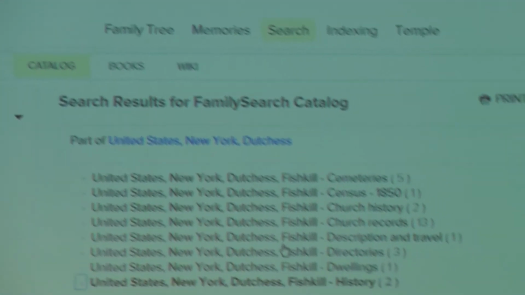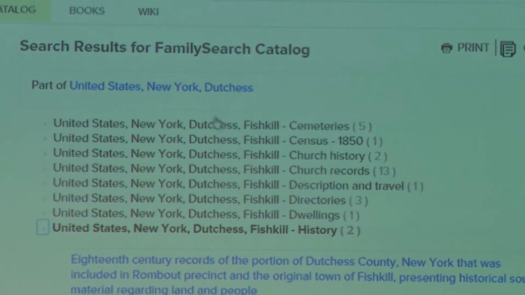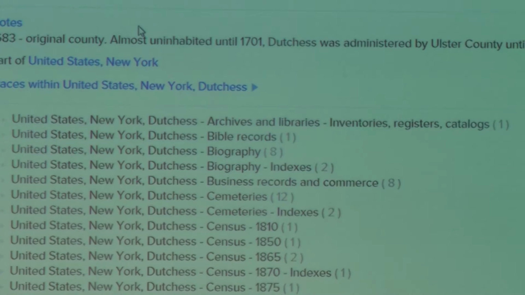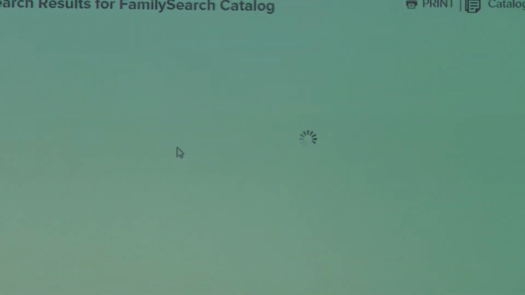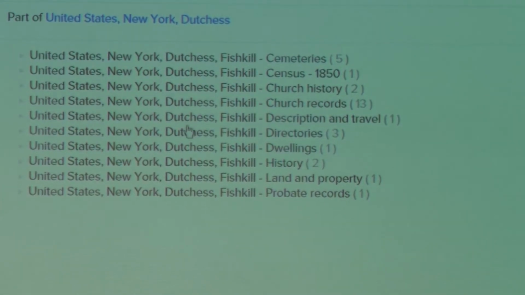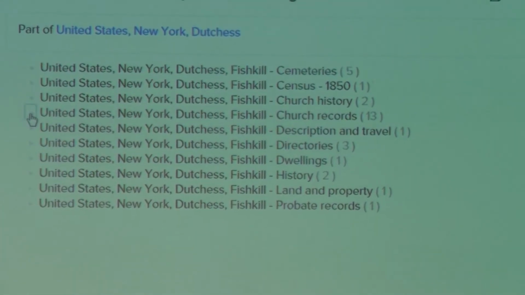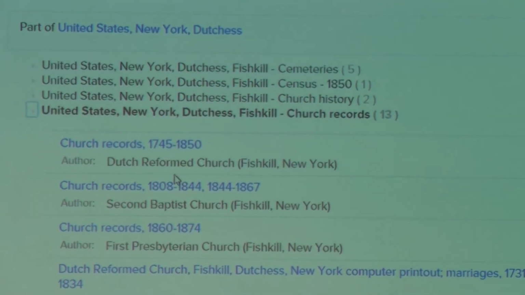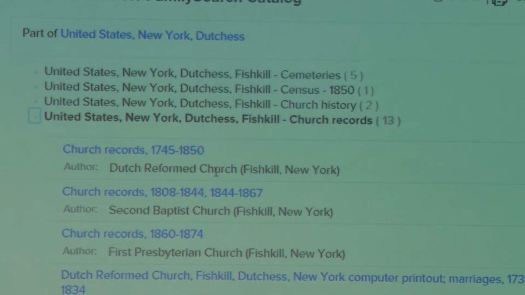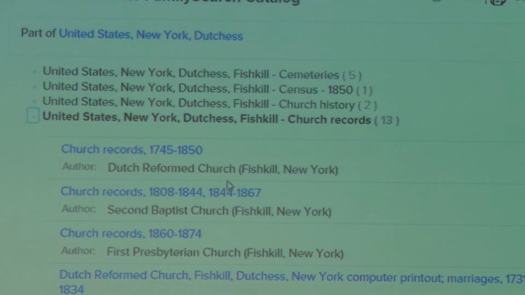And we're back to where we were searching in FamilySearch, and we've got the county, and we want to go to what else is in here. And we've got Fishkill church records. That was another area that we talked about a minute ago. And here's the church, 1745 to 1850 Dutch Reformed Church records in Fishkill. Now, I'm sure you probably have looked at these. So there's your Dutch Reformed church records.